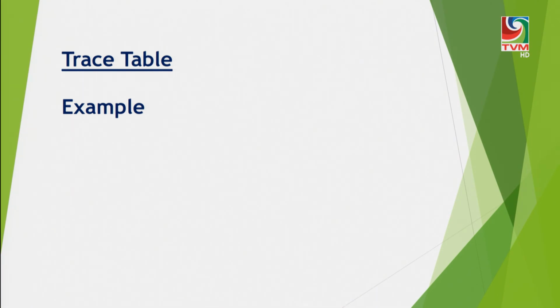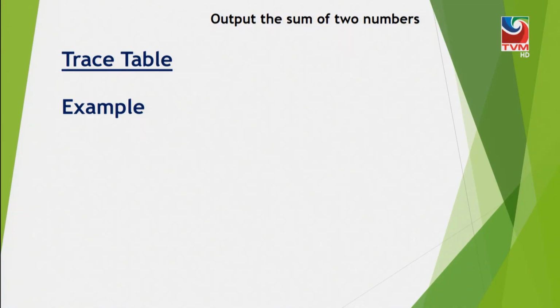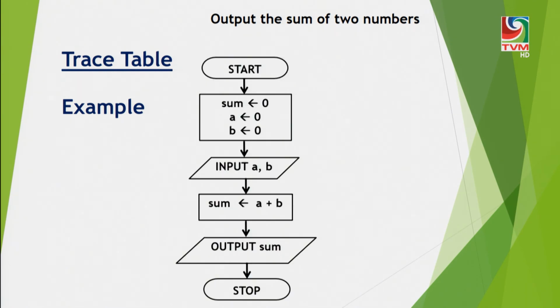Trace table is also called a dry run. Dry run means we can provide some inputs to the flowchart and get the results. Just see the example question here: output the sum of two numbers. I will show the flowchart, which we have already done here.